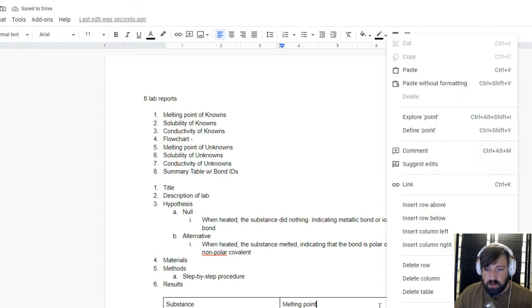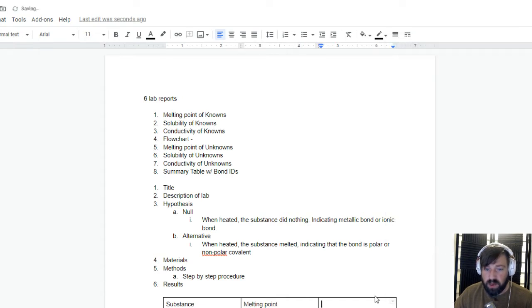Another thing you might want to do is insert column to the right. You might want to have a notes column. This is going to be useful because you might say it's high, but it turned white. Maybe it didn't actually melt, but it went from a blue color to a white color. Didn't melt, but it did something. That could be another column you add. Is it necessary? No. Is it nice to have? Sure. So that would be another data table you could have, or a column you can have in your data table.